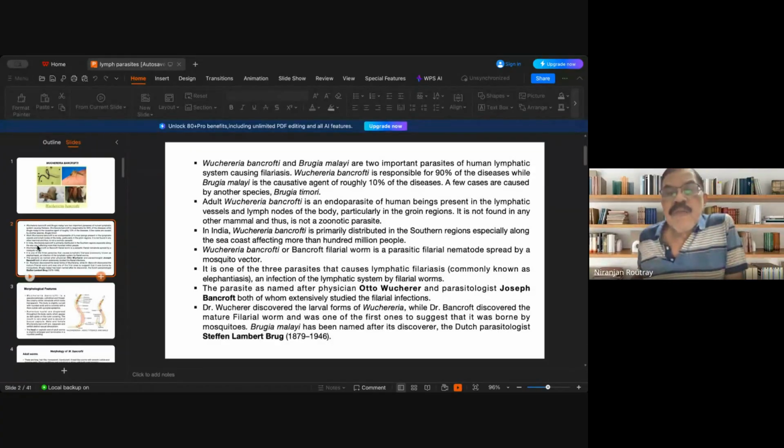Ucher discovered the larval forms of Wuchereria, while Dr. Bancroft discovered the mature filarial worm and was one of the first to suggest that it is borne by a mosquito. It is transmitted by mosquito. It has been suggested by Dr. Bancroft, and that is why the parasite has been given the name Wuchereria bancrofti. Then Brugia malayi has been named after its discoverer, the parasitologist of Dutch origin, Lambert Brug.